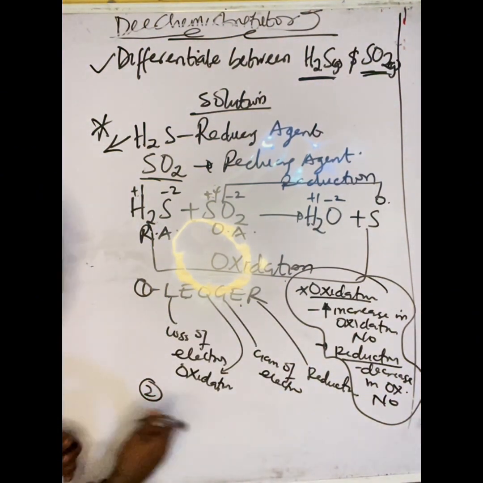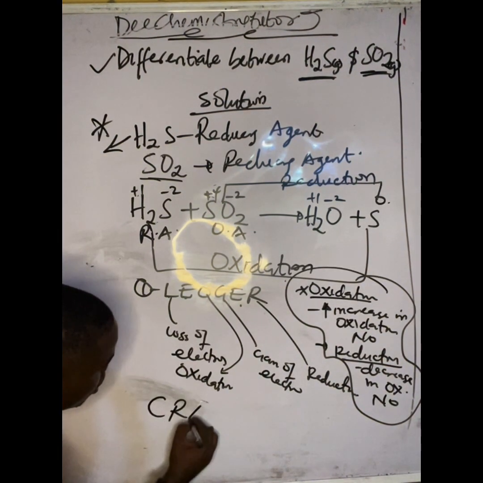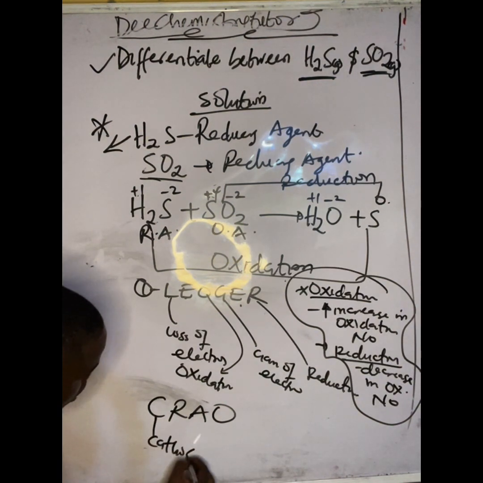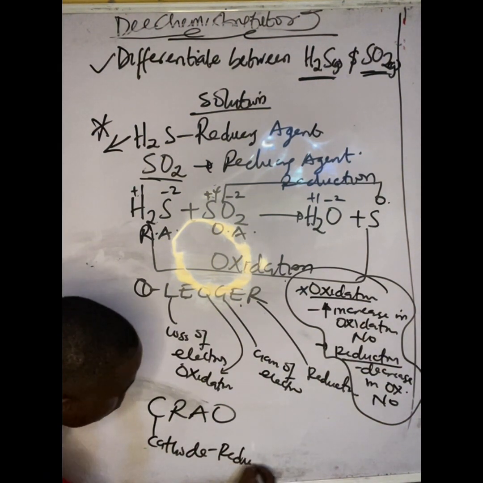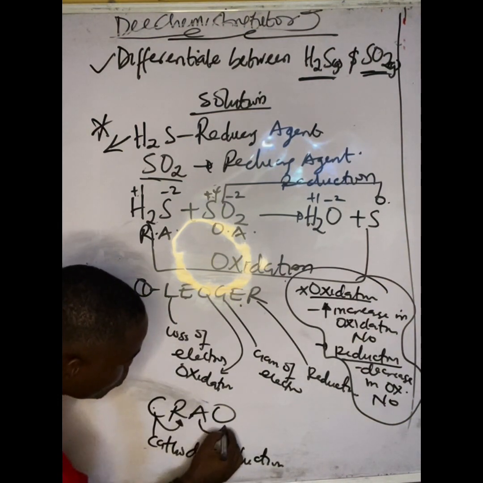Another thing that you have to note is cryo. What does it mean? Cathode. At the cathode, what happens at the cathode? Reduction. Cathode reduction, anode oxidation.